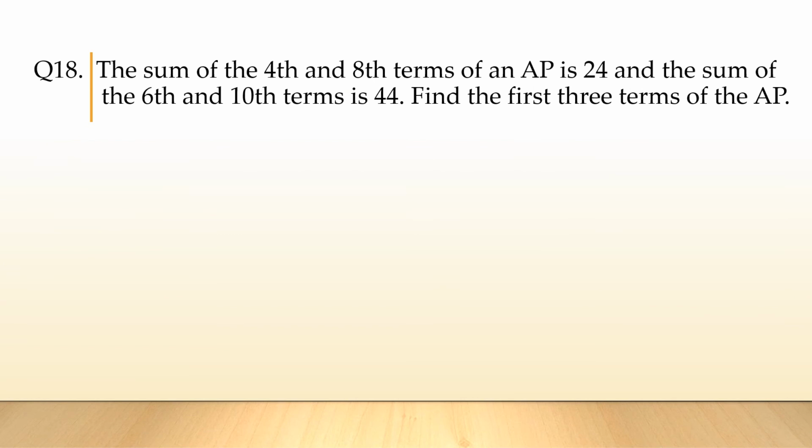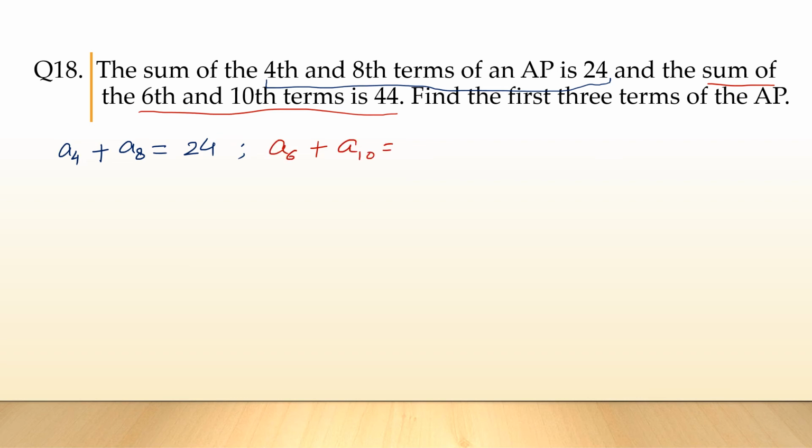Question number 18. The sum of the fourth and eighth term of an AP is 24. Right? Then the next is, the sum of the sixth and 10th term is 44. Find the first three terms of the AP. That is, we have to find out the first term, the second term, and the third term. All this we have to find out.